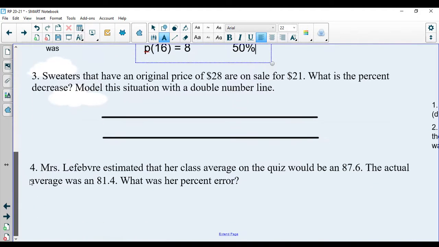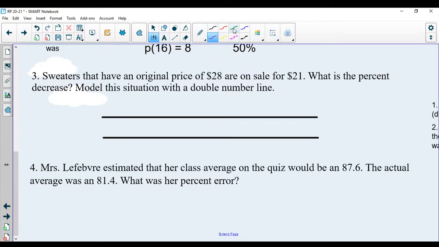Question 3. Sweaters that have an original price of $28 are on sale for $21. What's the percent decrease? Model this situation with a double number line. So I'm setting that up. I've got my zeros here.